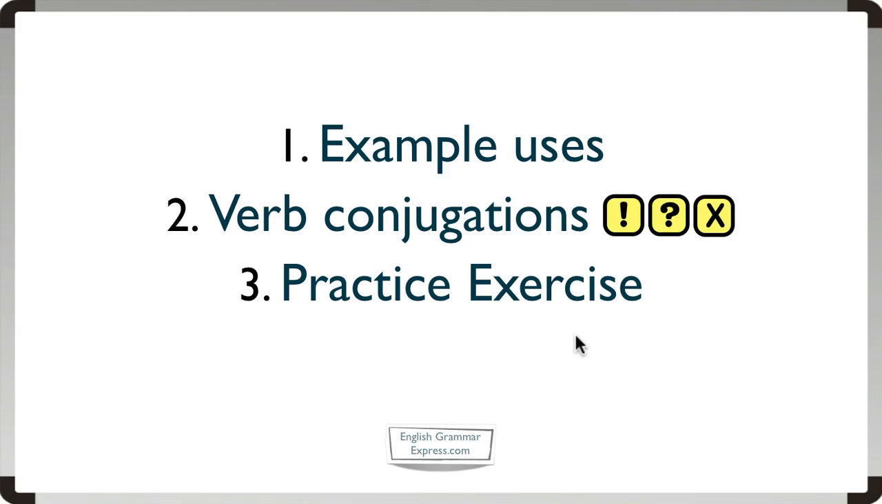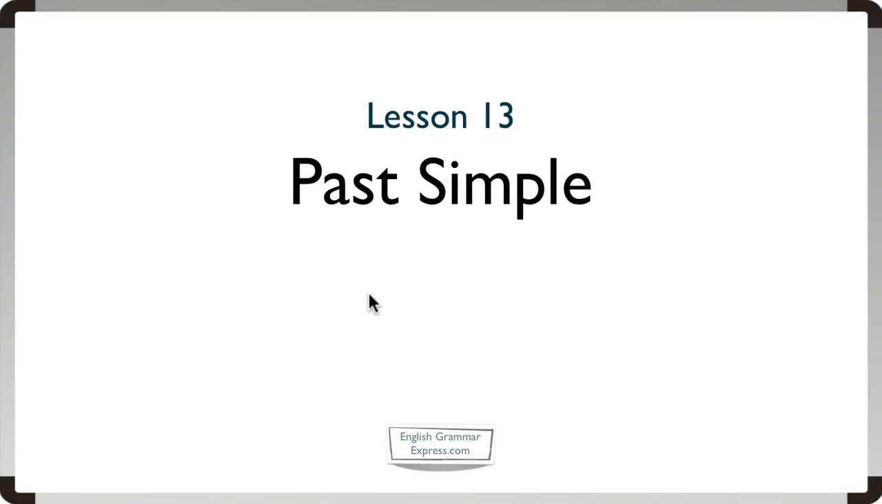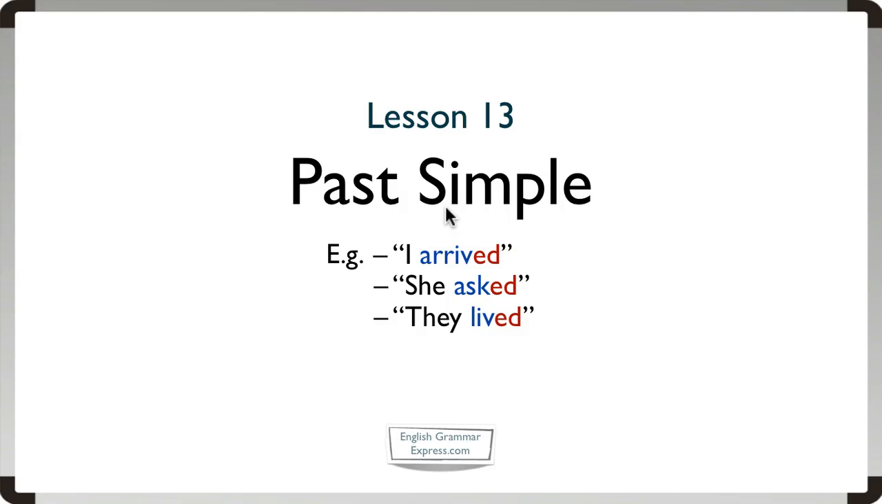Do remember also that there is a lesson on irregular verbs. So let's get started with past simple. And examples of past simple are I arrived, she asked, and they lived. Now we make past simple with the verb arrive, ask, and live plus ed, as you can see here.